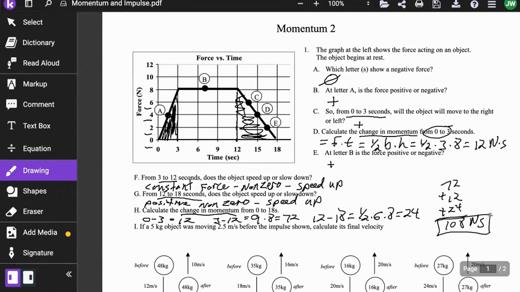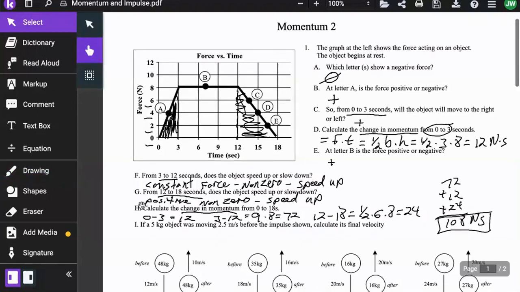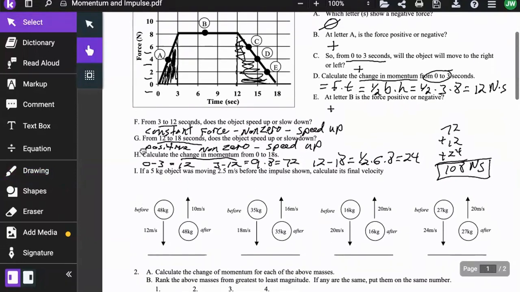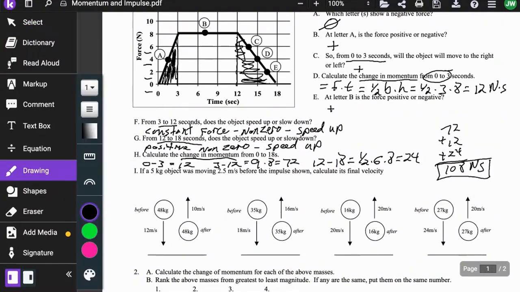The last question says, if a 5 kilogram object was moving 2.5 meters per second before the impulse shown, calculate the final velocity. 5 kilograms is the mass. 2.5 meters per second is the initial velocity. We're looking for the final velocity. Now, when looking at this, we know force times time is impulse, and we know mass times the change in velocity is also impulse. We can set those equal to each other.